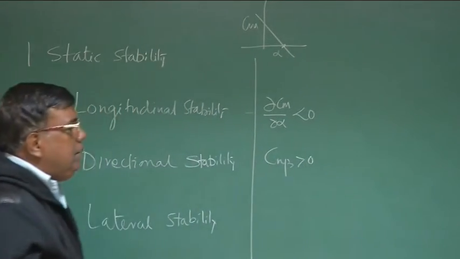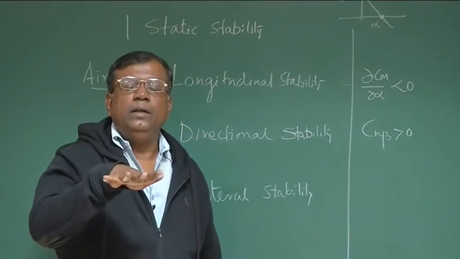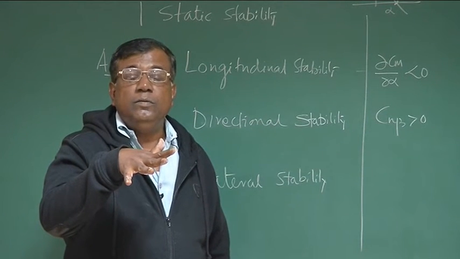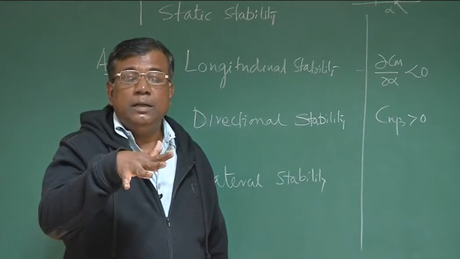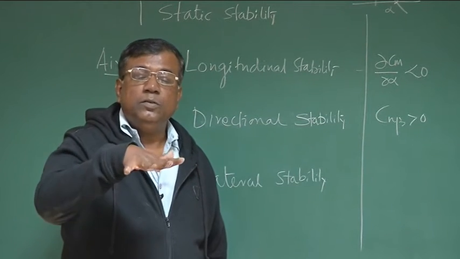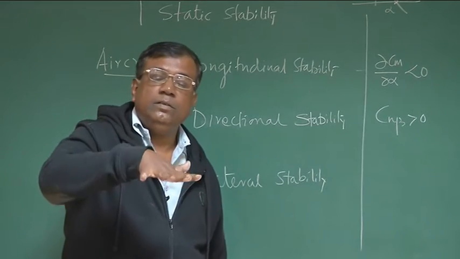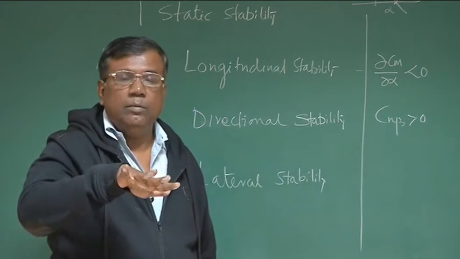And for lateral stability, what we understood was the airplane is going like this. If because of some disturbance it has banked like this, then if it is laterally statically stable, it should generate a moment which will produce a negative. The disturbance is like this, so it should generate negative Cl, negative rolling moment, right?